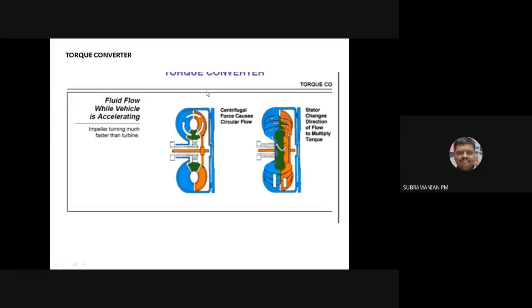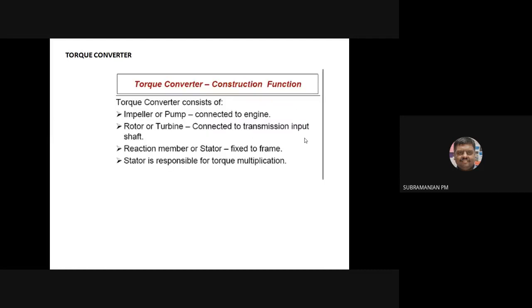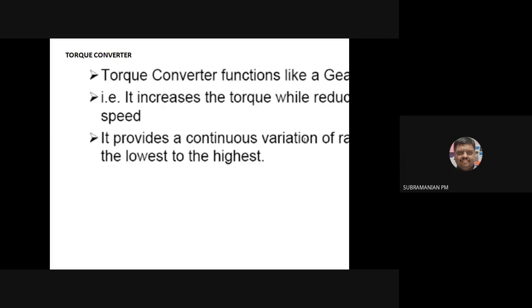Okay, so you can see the centrifugal force causing the circular flow. And you can see the stator changes the direction of flow to multiply the torque. Now it is the coupling speed, that is, the speed of the turbine is almost equal to the speed of the impeller. So what happens, the centrifugal force will be opposite. Okay, stator freewheeling, no torque multiplication. So during coupling, no torque multiplication. So this is all additional information.